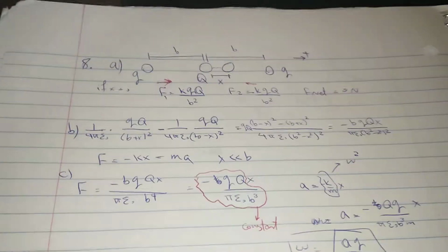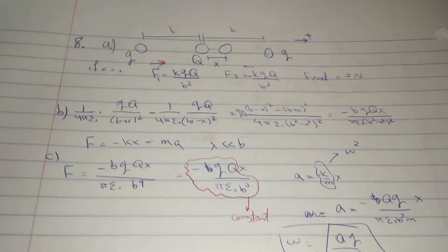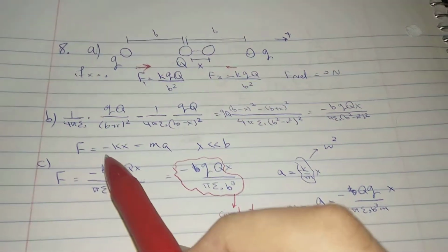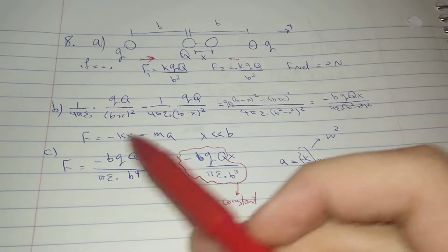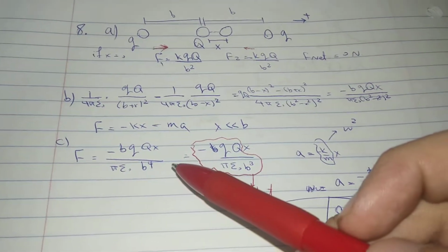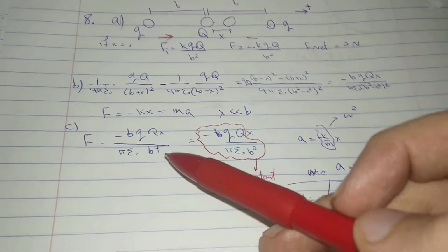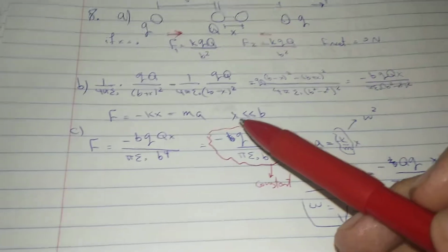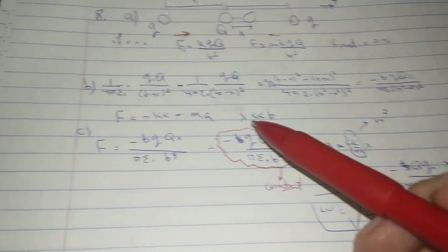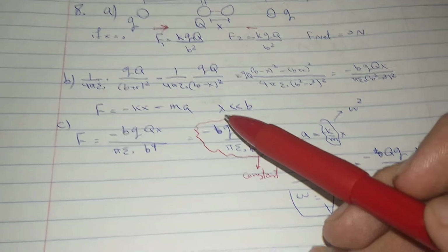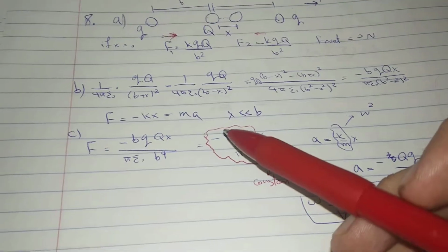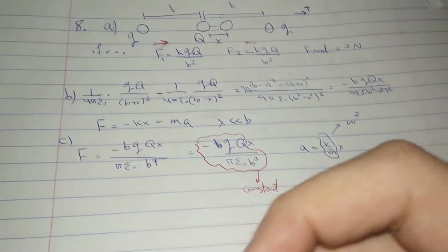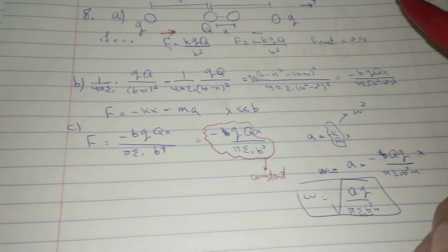SHM is simple harmonic motion. We had simple harmonic motion when your force was in this format: F was equal to a constant times x. So now we're going to have to calculate our F. When it says x is much smaller than b, this basically means that in all cases x is insignificant compared to b, because x is so small and b is so large.